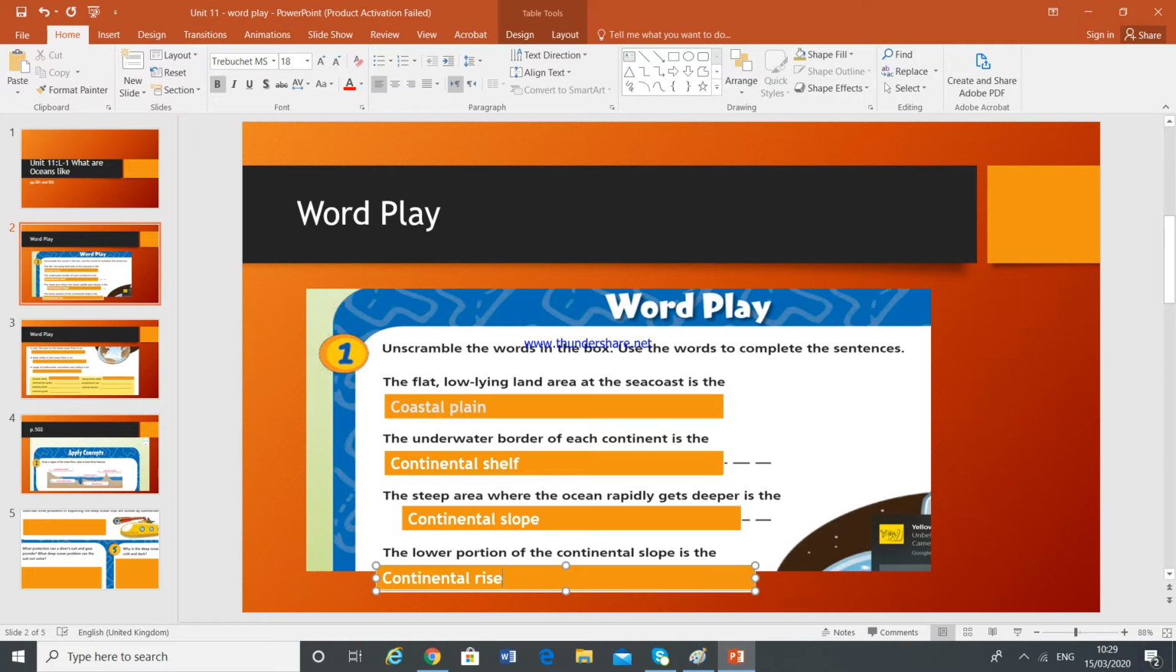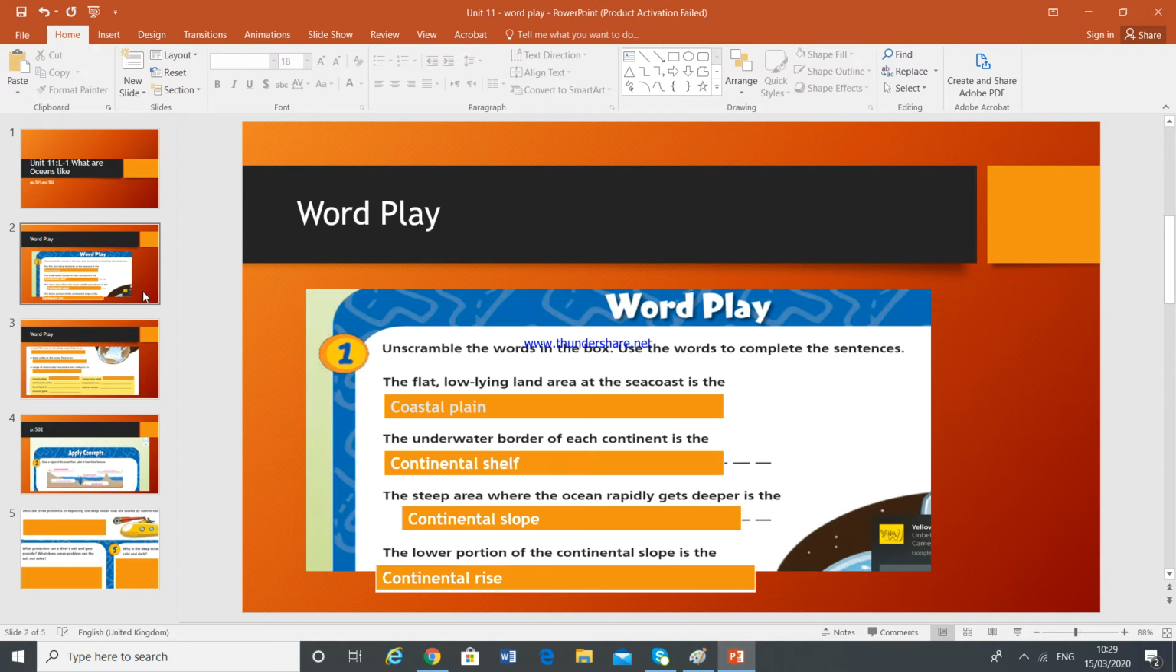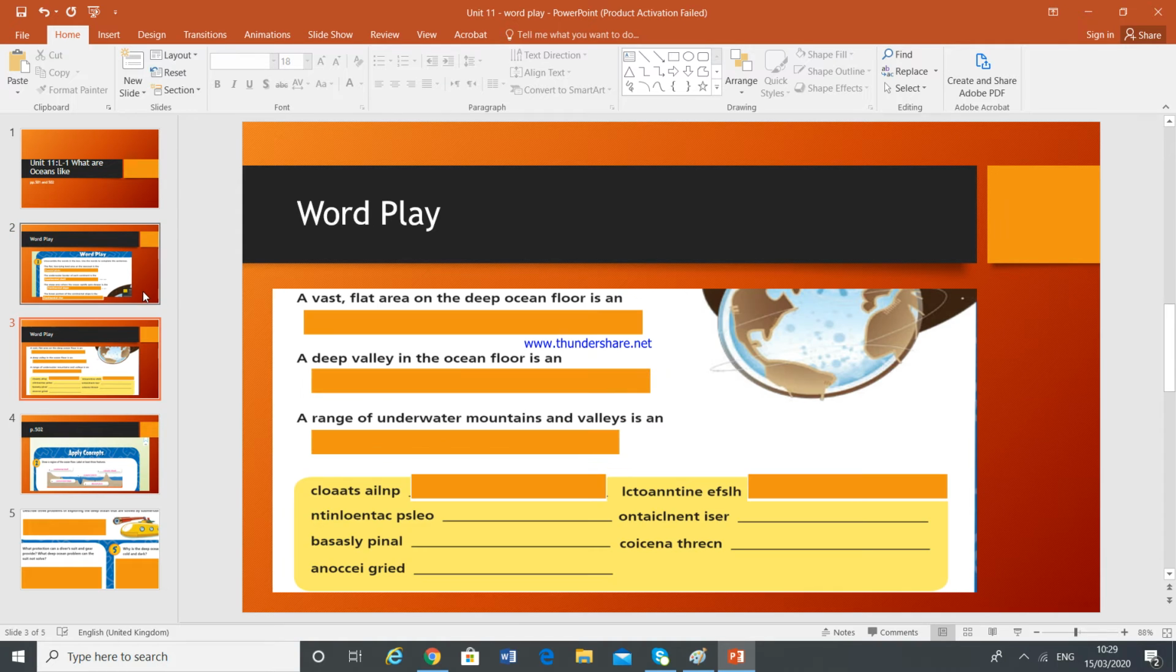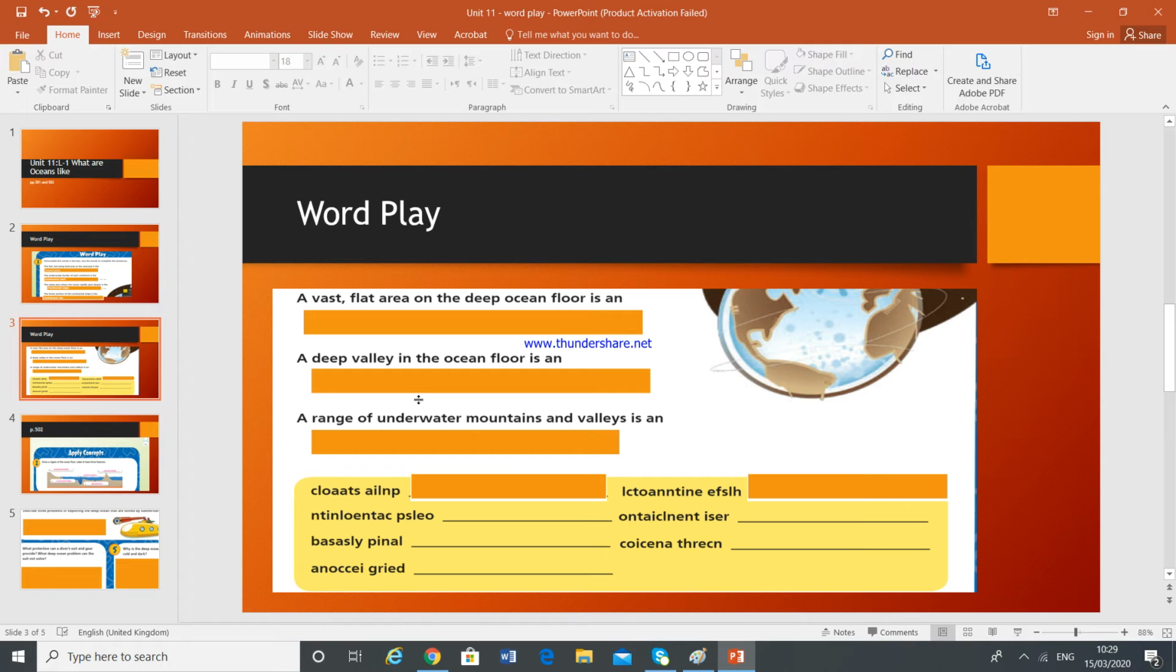Now, coming back to the last one, a range of underwater mountains and valleys. This was the fourth one. Go to the next one. So we have finished coastal plain, continental shelf, continental slope, continental rise, and the next one, a vast flat area. Again, flat area. Don't get confused with the flat, low-lying land area. The next is a vast flat area on the deep ocean floor. What is it called, girls? It's called the abyssal plain.